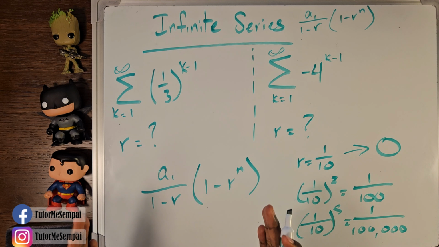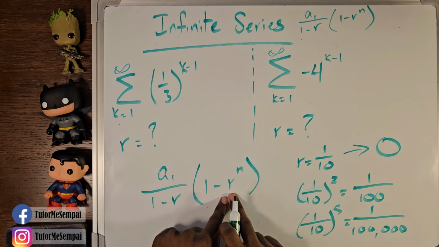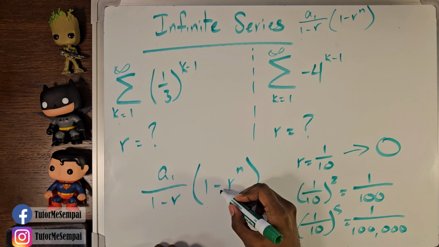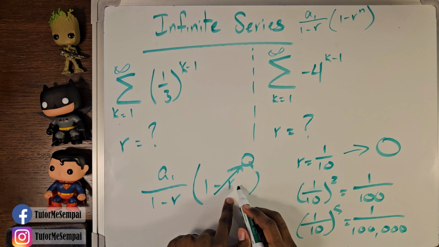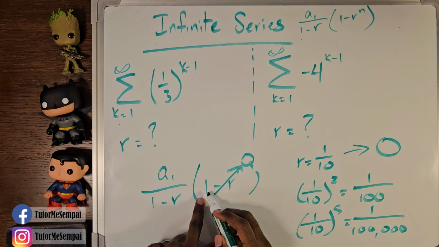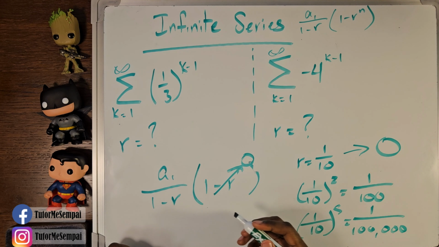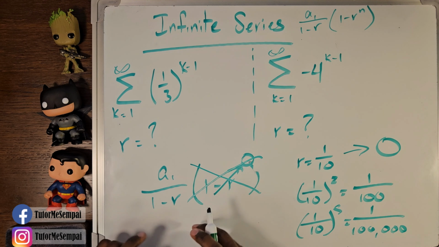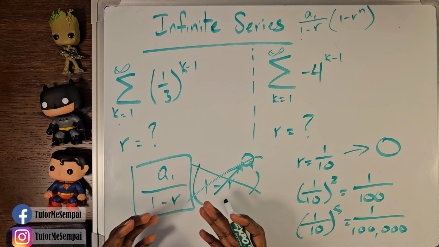But how does that affect our formula if that happens? Well, pick a very, very large n out there. And this r to the n is going to be so close to 0 that you can practically say it goes to 0. You can write it off and say it goes to 0. And the only thing that goes to 0 is this r to the n. You still have this 1 minus 0, which is just going to be 1. So all that's left is your term here, a sub 1 over 1 minus r.